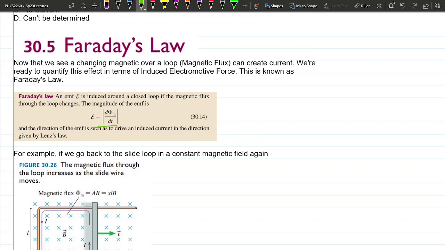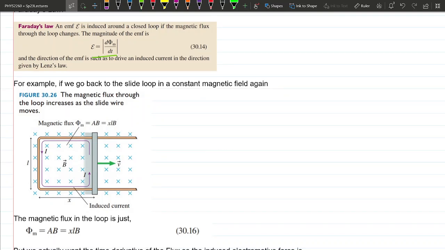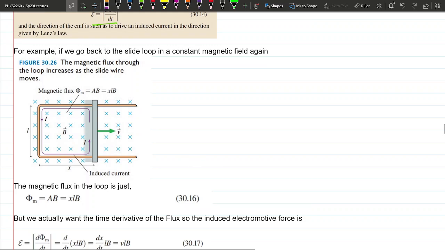So let's do an example with our old trusty wire loop, where we can visually see how this current, how this EMF, gets created. In this little current loop, we have the same setup where we have some rail that has no resistance, and we're sliding something with velocity v to the right. So we already know that the current's going to flow this way.